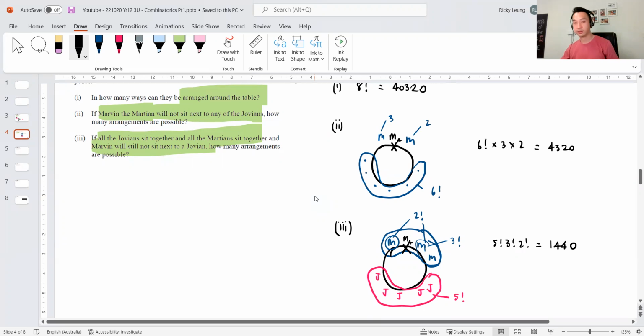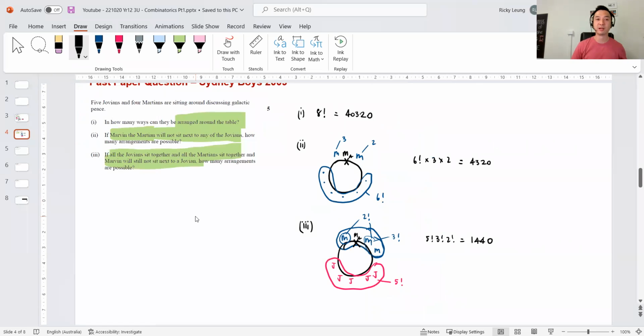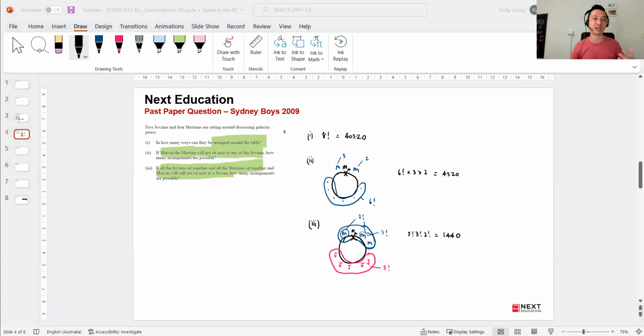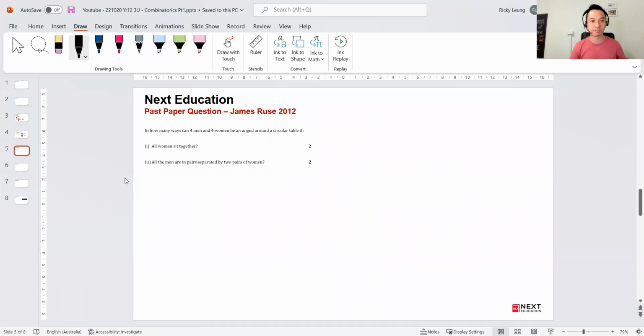Perfect. So in this one, whenever you're dealing with cases where there's a specific person needing a certain requirement, I would always let that specific person in a circle be the one that I lock down and then deal with the rest later. Is that okay? Because in the next question from James Ruse, you'll see that when there's no specific person, you have to create a specific person. You have to actually create one yourself. So let's see.